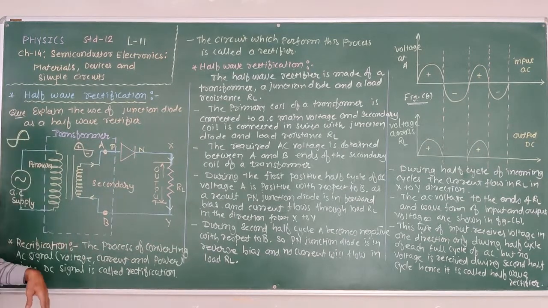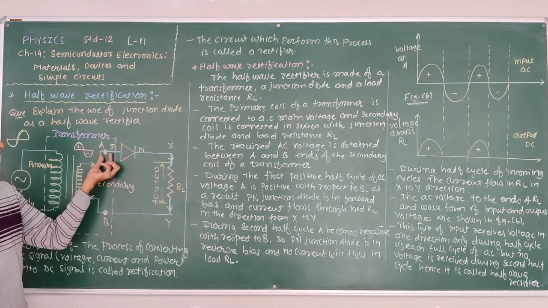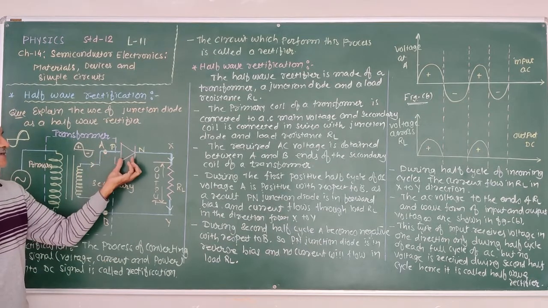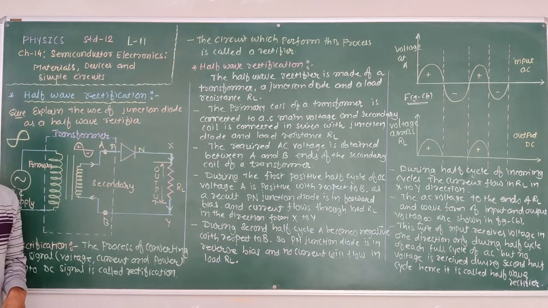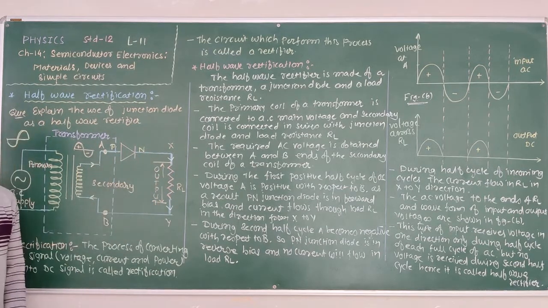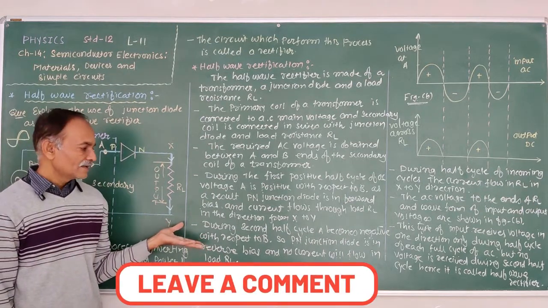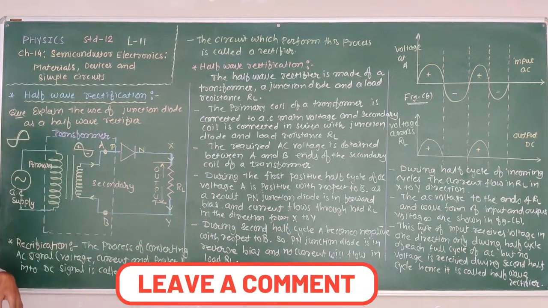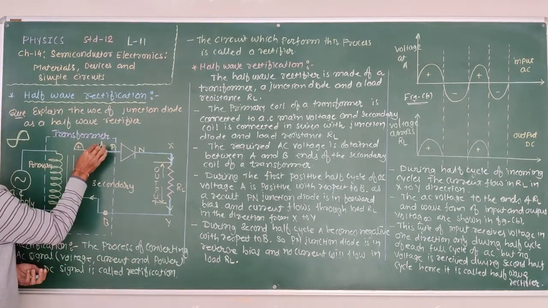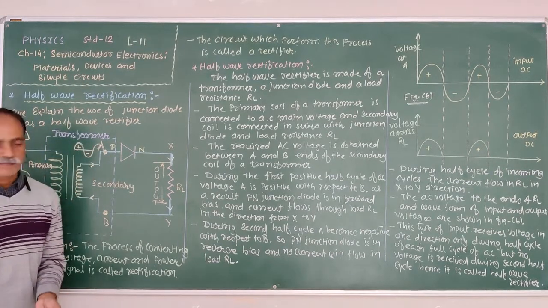Again, during the negative half cycle, A becomes negative, B becomes positive. So, the PN junction diode is in reverse bias and no current will flow through the load resistance RL. No current is flowing through the load resistance RL. Clear? Okay. Now, the next cycle is positive again. That is, first positive, negative, again positive.